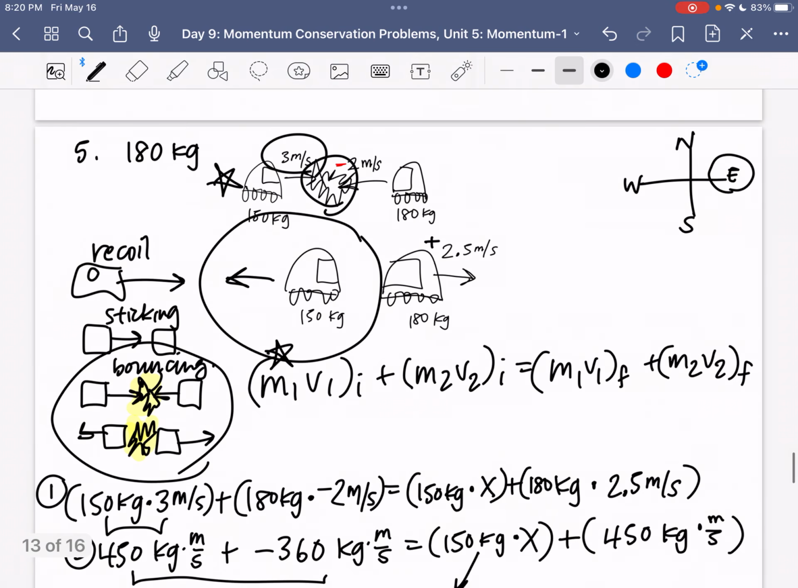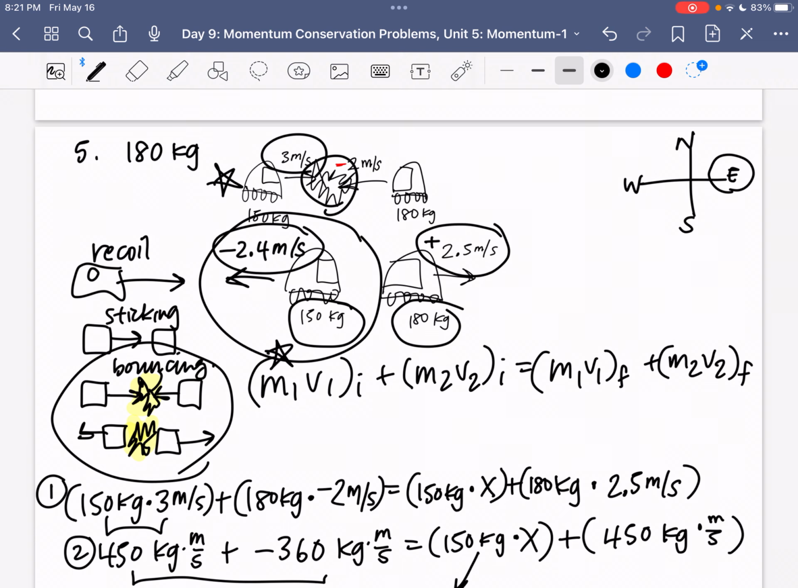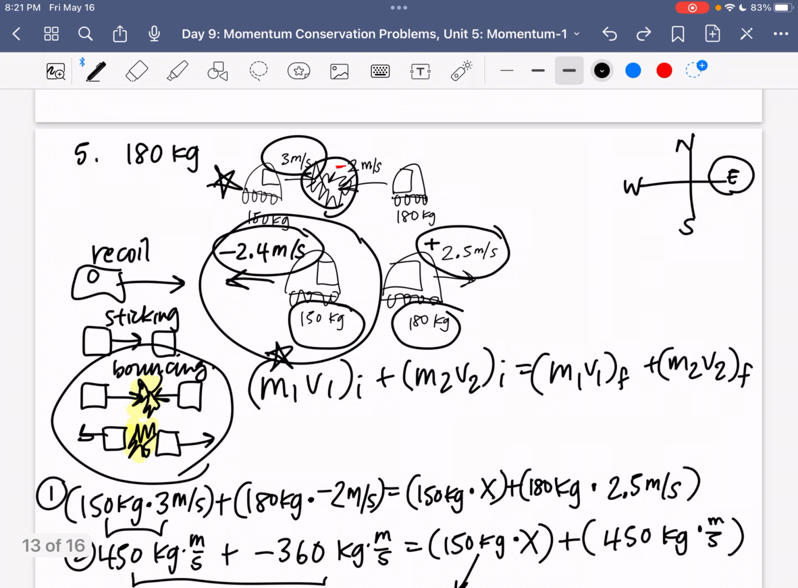And it makes sense that it's going negative 2.4 meters per second because they're around the same mass, but this one is less mass, so it makes sense that this one has less momentum. Or sorry, less velocity after. Just a teeny bit. Okay?